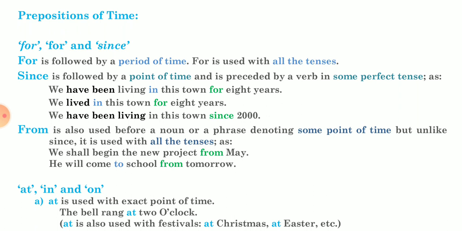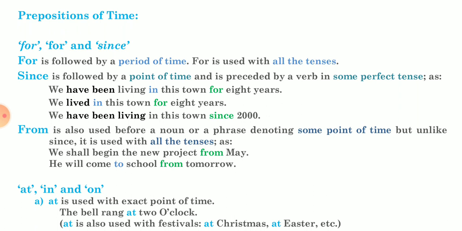For example, we have been living in this town for 8 years. Why have we used for here? Because 8 years is a period of time, but we don't know whether it was from 2000 to 2008 or from 2004 to 2012. We have no idea, we only know that we lived in this town for 8 years.